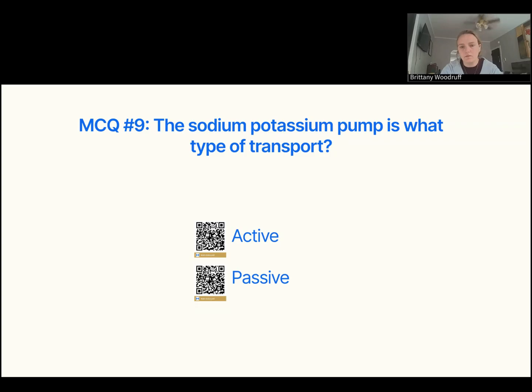Yeah, exactly. The sodium potassium pump is going to be active transport, meaning that it uses energy.